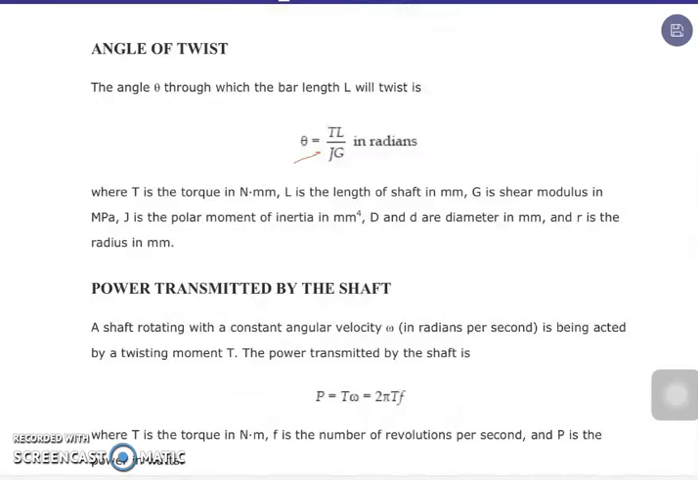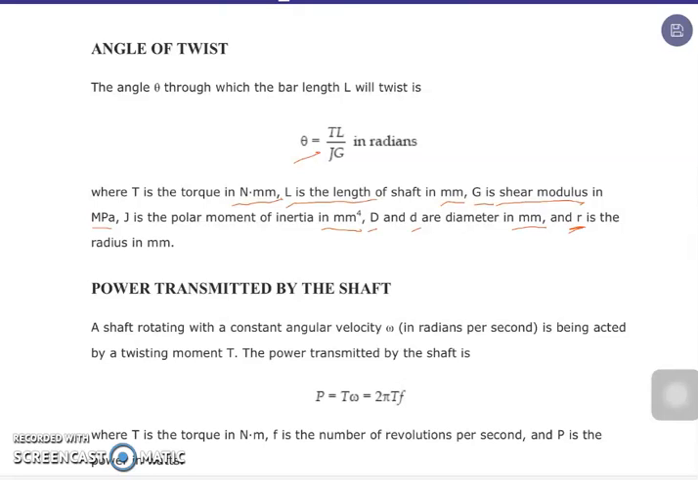We have to take note that our T is the torque, which is in Newton meter. Our L is the length of the shaft in meters. Our G is the shear modulus in megapascal. Our J is the polar moment of inertia in mm to the fourth, and our D is the outside diameter and small letter d is the inside diameter, which are in millimeter, and r is the radius in millimeter.